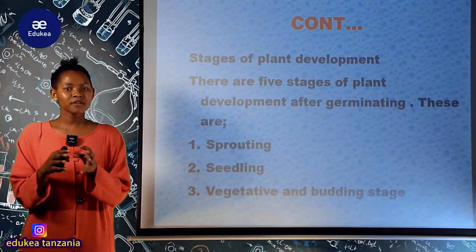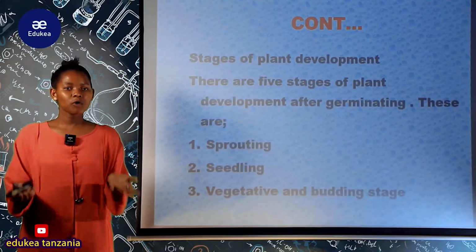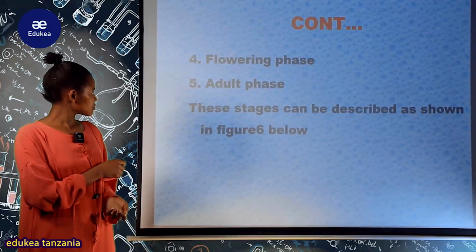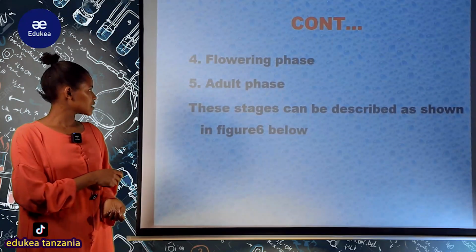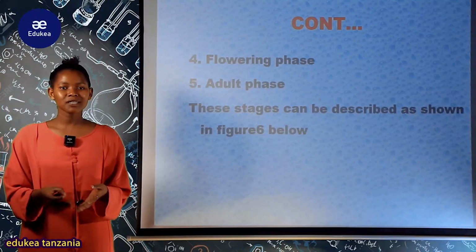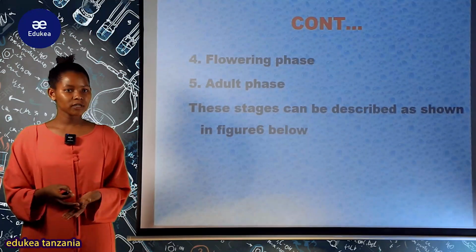Inside the buds flower ina develop na inakuwa covered by petals na sepals, baadaye inaweza kuopen up kama a real flower. Also there is flowering phase and adult phase. At the flowering phase ni kile kipindi ambacho mmea upo capable for reproduction, maua yake yanakuwa exposed, yanakuwa ni complete set kwa ajili ya kufanya reproduction.